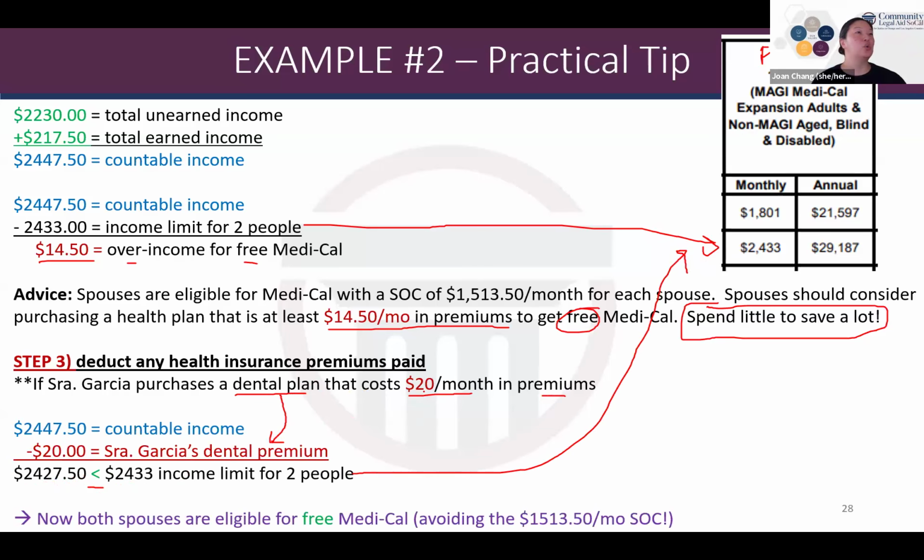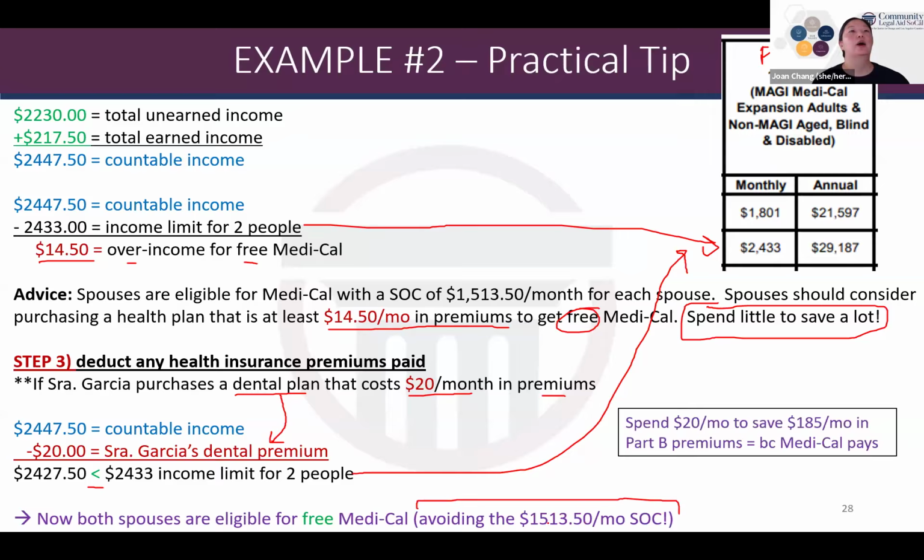So because she purchased $20, she's now able to get access to free Medi-Cal, which allows her to avoid a hefty share of cost that's actually 1,500 bucks per month. Here's also kind of a tip too. You spend $20 so that you can save $202.90. When you have free Medi-Cal, what we call full scope Medi-Cal, Medi-Cal actually pays for the Medicare Part B premiums. So this amount no longer gets deducted from your Social Security check each month. It actually is being paid for by the state of California and by Medi-Cal.